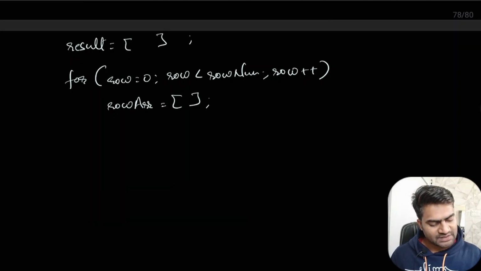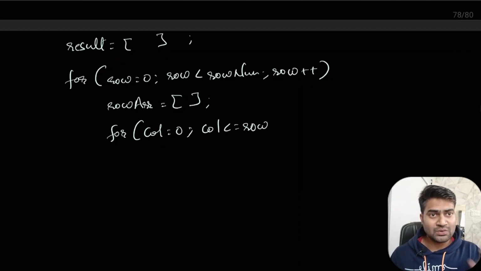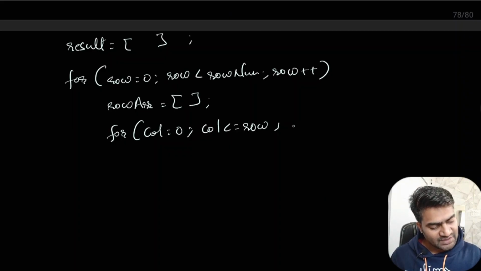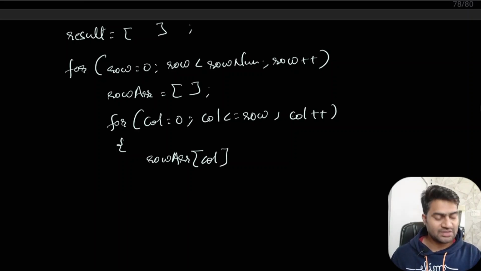Okay. Now after this, I will iterate over each column value. So for column equal to 0, column less than or equal to our row, because the number of columns is equivalent to the row number basically. So column plus plus. Now our row array of column, we need to fill each column, right?